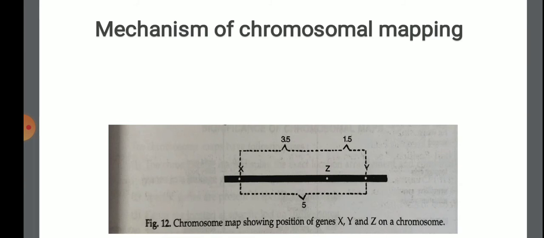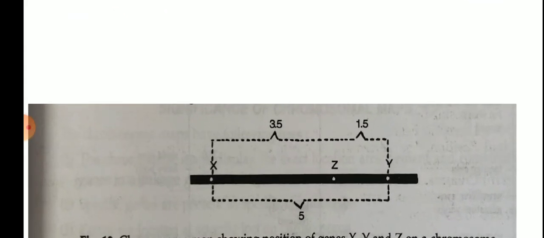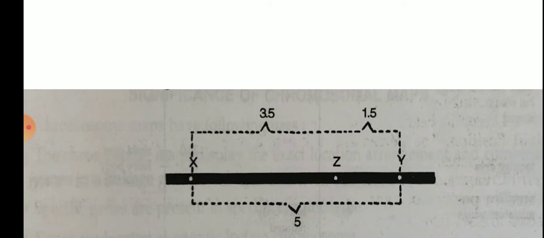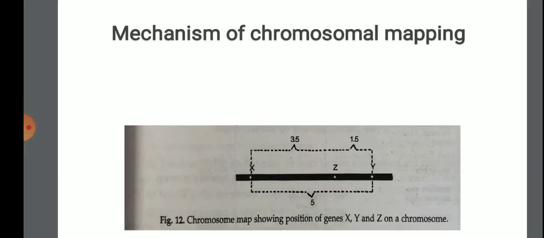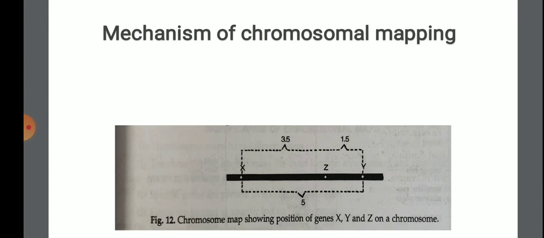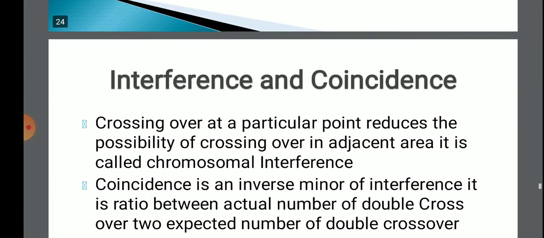Suppose in this example we have taken the crossing over percentage of X and Z as 3.5, so we make the position of Z between X and Y. Here you can see in the diagram also, X and Z are 3.5 units apart and Z and Y are 1.5 units apart. So in this manner we construct a chromosomal or genetic map.